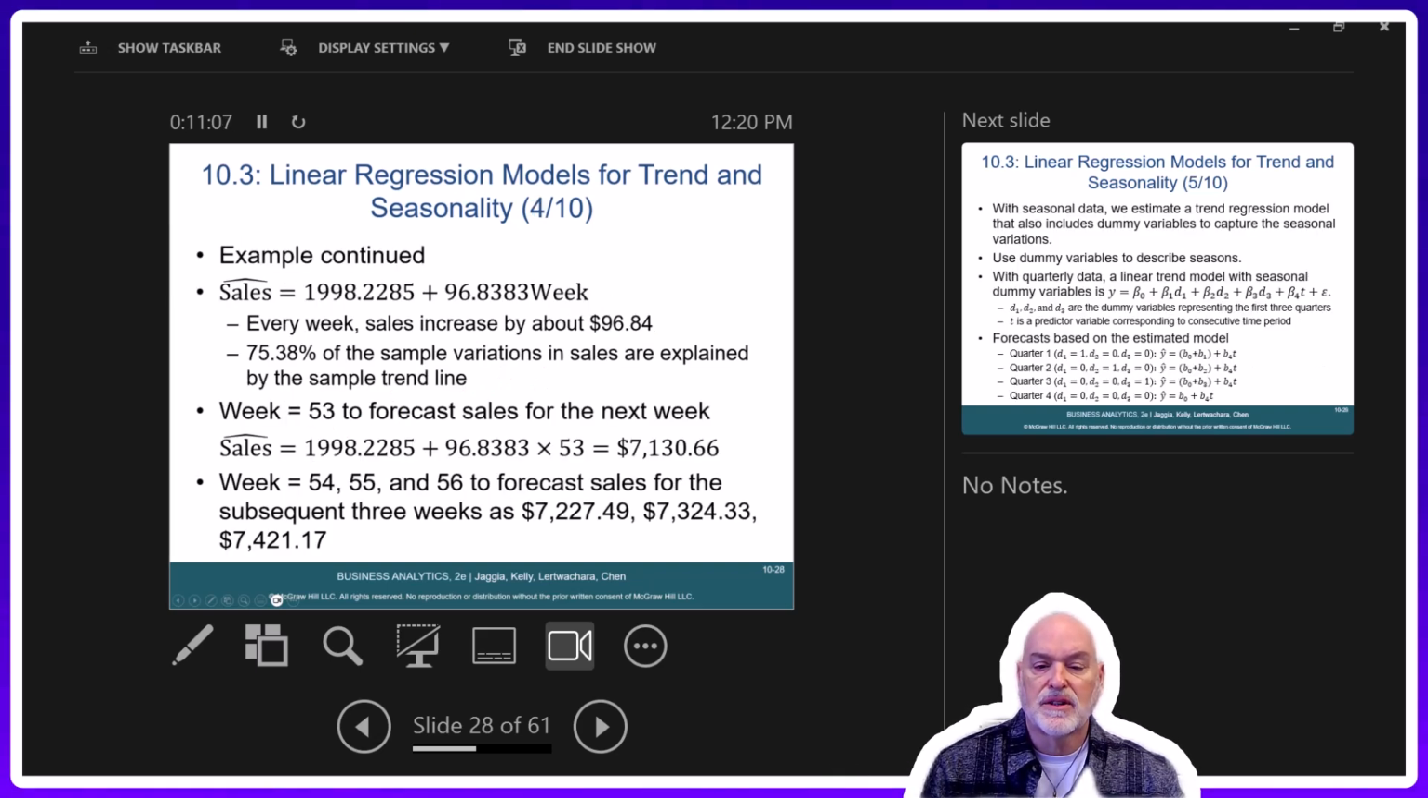Every week, sales increased by about $96.84. 75.38% of the sample variation in sales is explained by the sample trend line. Week equals 53 to forecast sales for the next week. The sales are 7,130.66. Use weeks 54, 55, and 56 to forecast sales for the subsequent 3 weeks, as these numbers here.